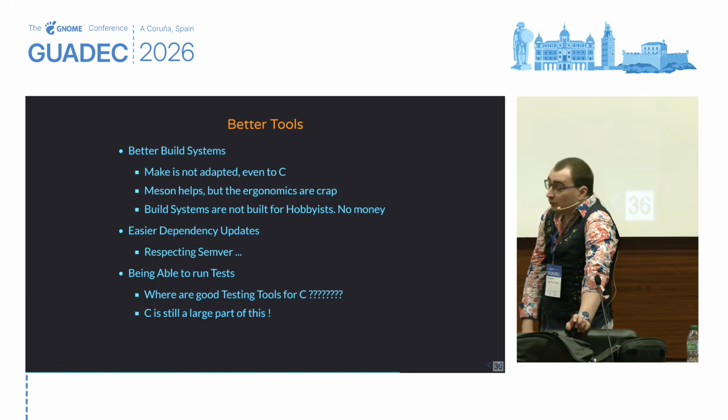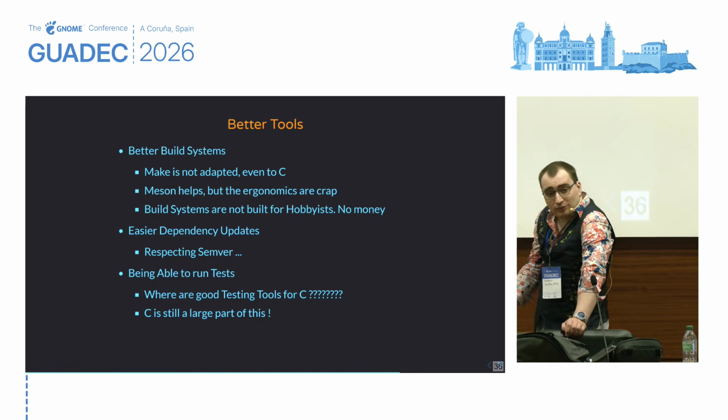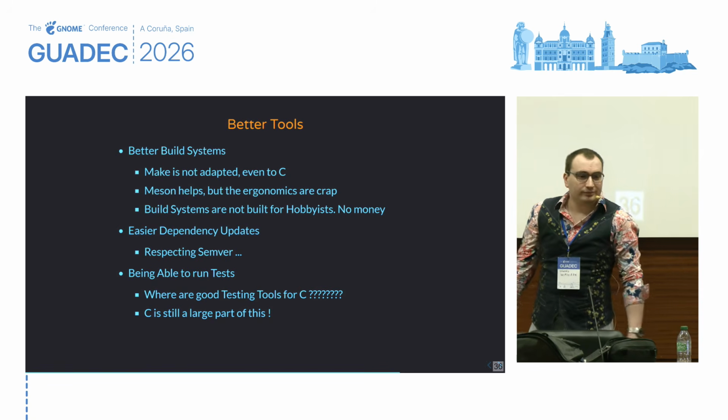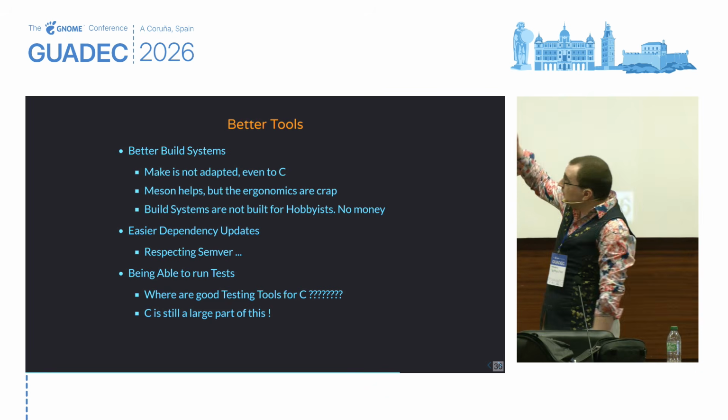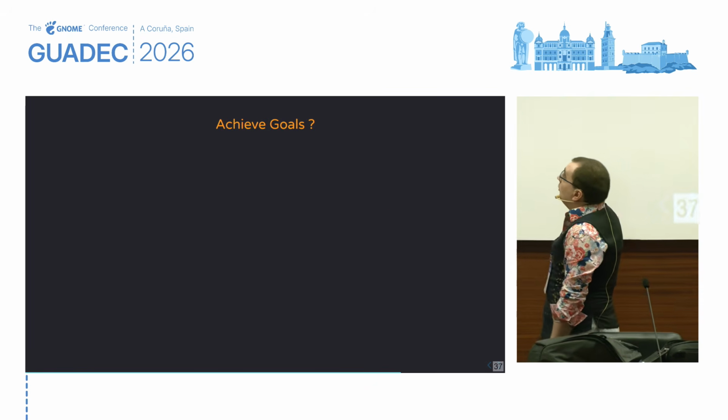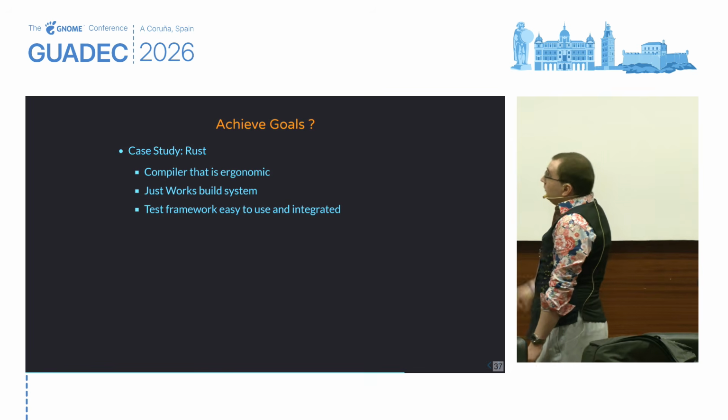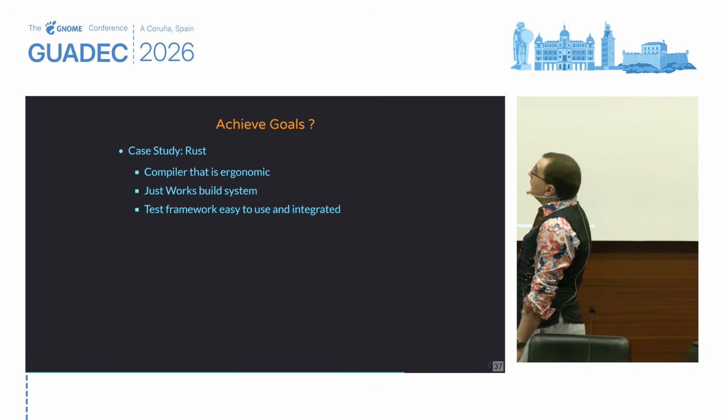In C, just putting down the harness and getting it to run is probably going to be 30 hours for a hobbyist that doesn't know about it. Okay, so this could be what it means. Okay, does it achieve our goals? Case study, Rust. Let's have a look at how it works.